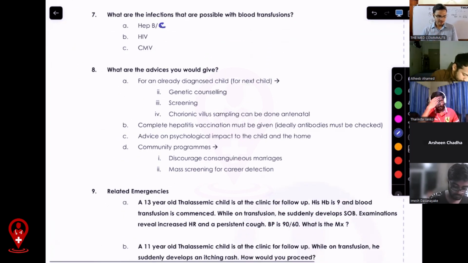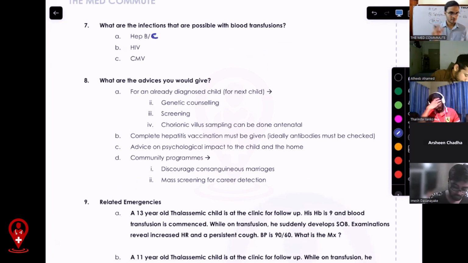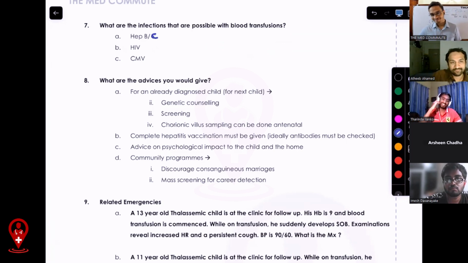Then, what are the advices you want to give? Advices to the mother, or the patient if it is an adult. Again, the same stuff, guys. These questions, they like to ask. That's why I've put it here in your viva discussions. So in your long case, for Sri Lankan students, you all have 10 minutes. That is the slowest 10 minutes you will ever experience. That's a lot of time to ask a lot of questions. So practice with your friends.